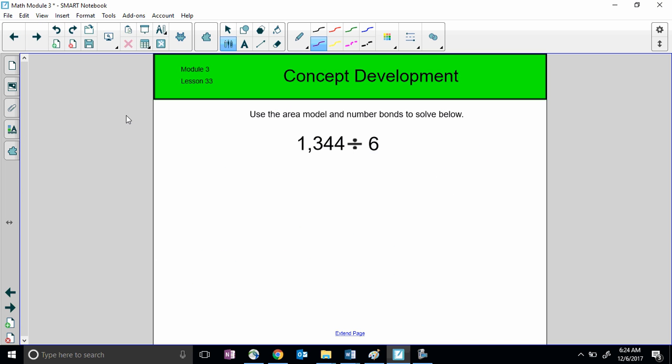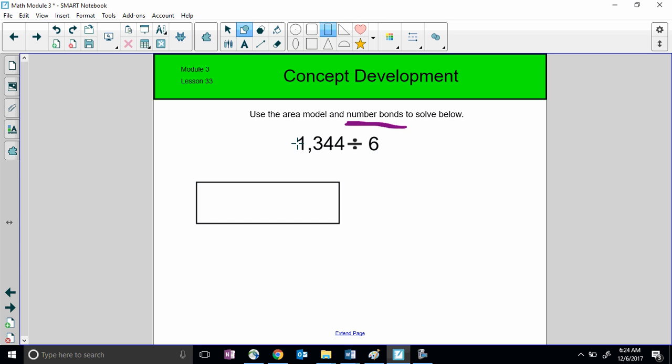Let's try one more time. This time we're going to be doing area model and number bonds. So not long division, number bonds. So that's going to be nice. We're bringing that back, number bonds, to divide. So let's take a look.